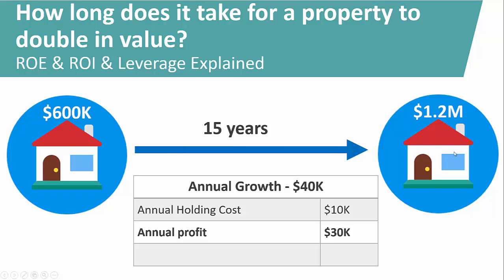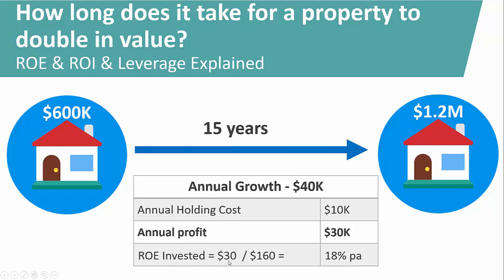So if it's grown by $600,000 over 15 years, 600 divided by 15 is 40. So it's growing at $40,000 a year on average over that time frame. And let's say for this initial example that it's costing you $10,000 a year. The rent doesn't cover all the interest and expenses, and it's costing $10,000 a year to support. That means the annual profit is $30,000 a year.